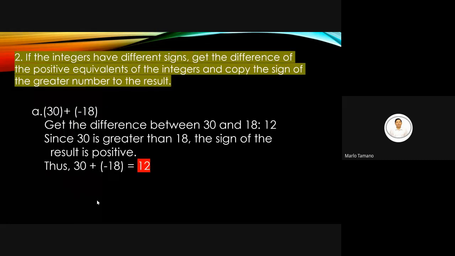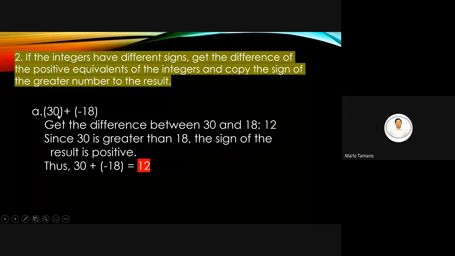Number 2, if the integers have different signs, get the difference of the positive equivalence of the integers and copy the sign of the greater number to the result. Okay? So, magkaiba na po ngayon. Letter A, we have 30 plus negative 18. So, magkaiba na po sila, no? Positive yung isang addend, tapos yung isa naman ay negative.